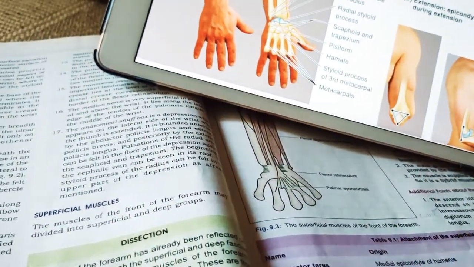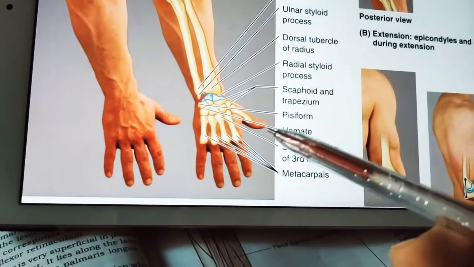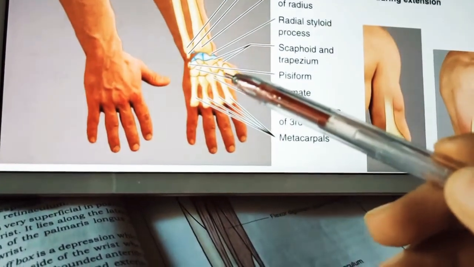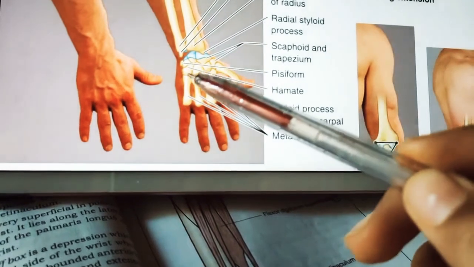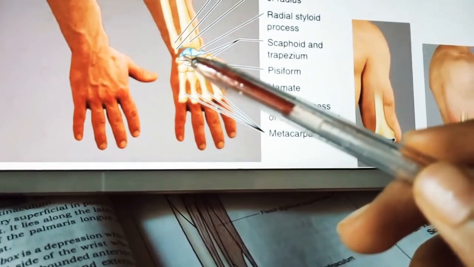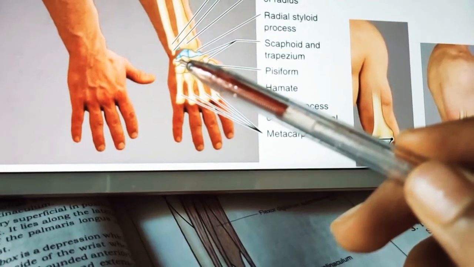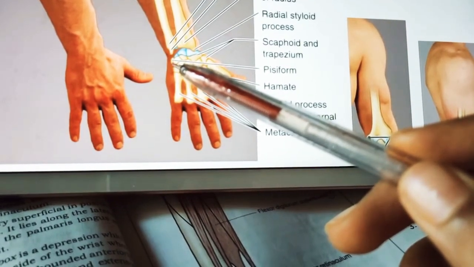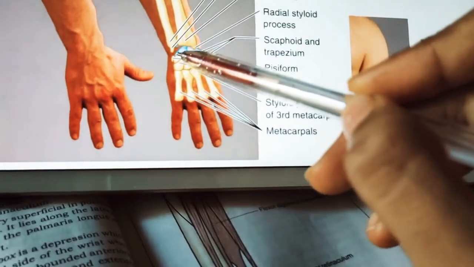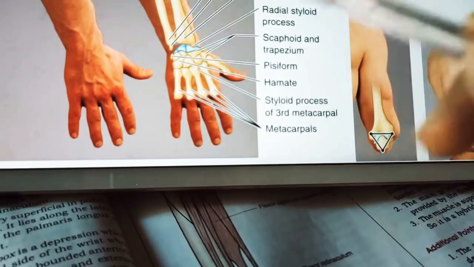Okay, and now we will understand about the hook of hamate. Okay, the hook of hamate, you can see here hamate bone, this is pisiform. Okay, so the hook of hamate lies a finger breadth below the pisiform bone. So hook of hamate is below the pisiform. You can see this is the pisiform bone, right? So below it you have the hook of hamate.